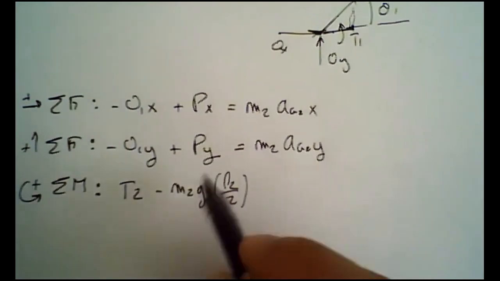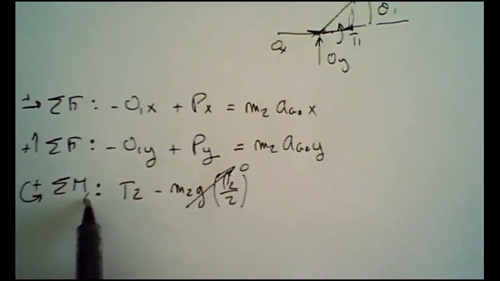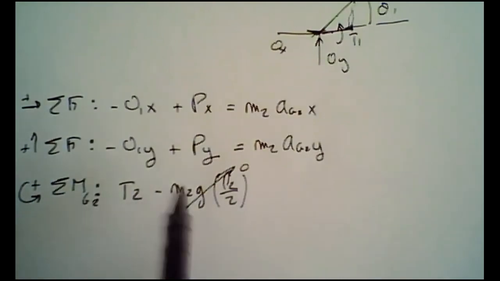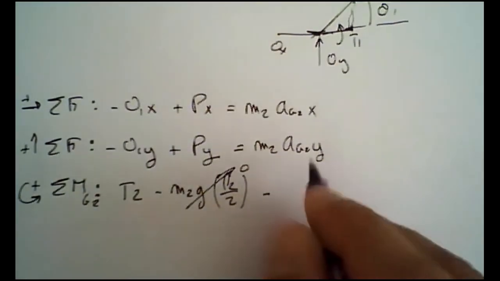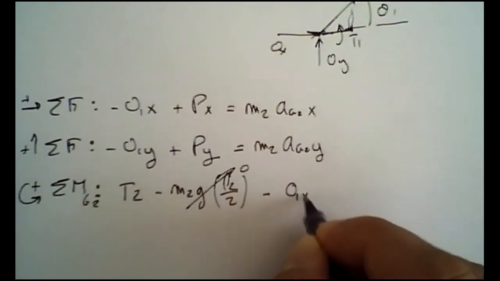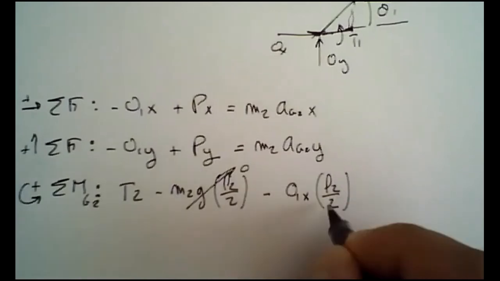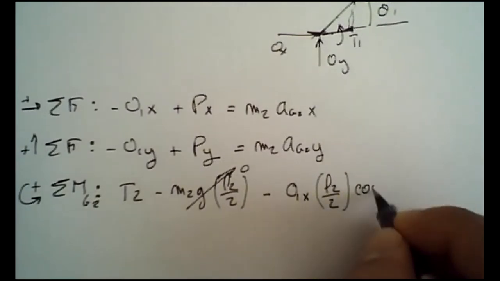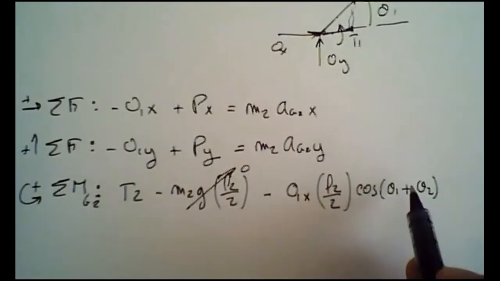We're going to have T2 minus M2G L2 over 2. Well, wait, M2G creates no moment, right? Why? Because we're summing the moments about G2, correct? Okay, so we're going to have T2 minus, so O1x will create a negative moment, O1x L2 over 2 cosine theta 1 plus theta 2, right?